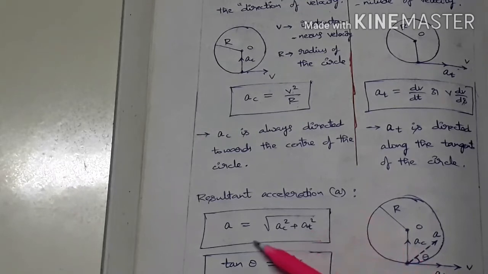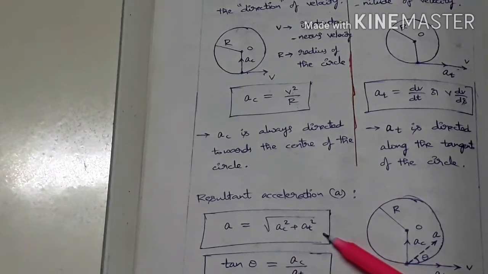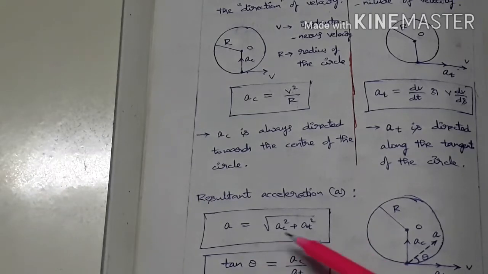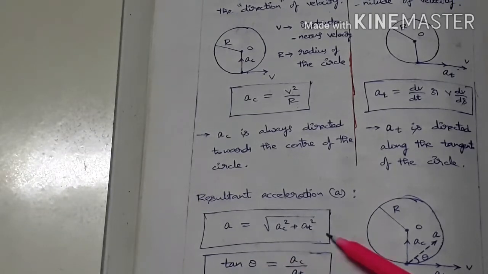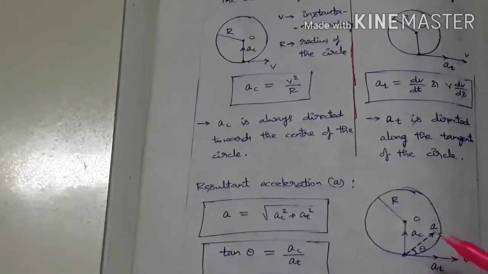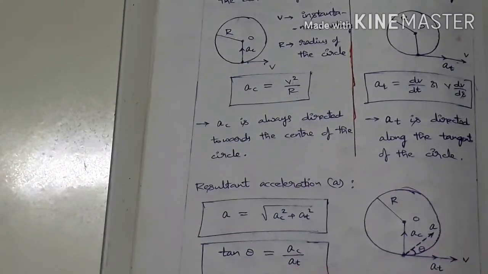Since there are two types of accelerations, AC and AT, there will be a resultant acceleration of these two accelerations. So A is given as A equals root of AC square plus AT square. So resultant acceleration equals square root of AC square plus AT square. And the resultant acceleration's direction is given by tan theta equals AC by AT.